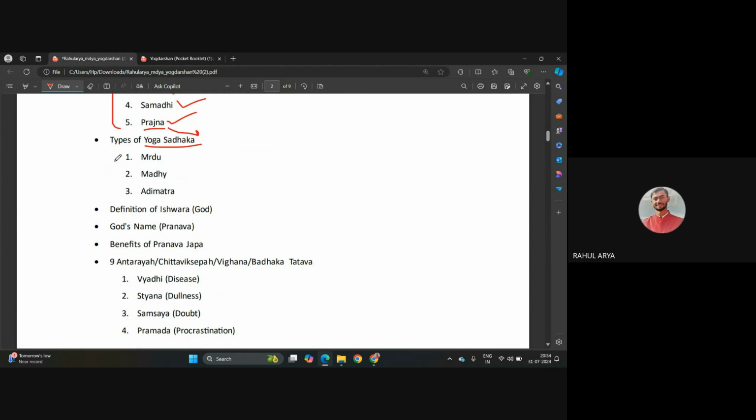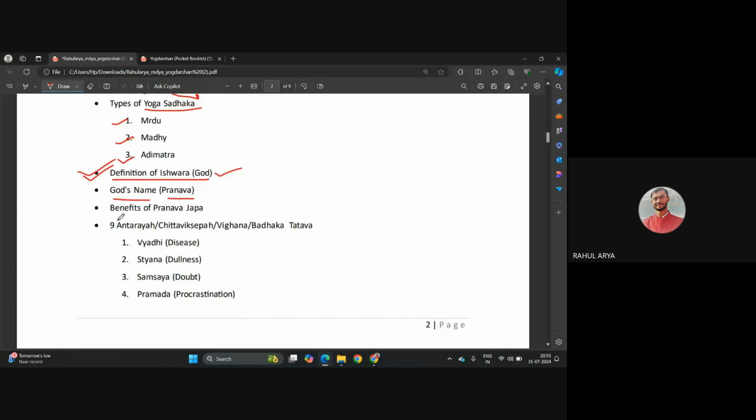Types of yoga sadhak: mridu sadhak, madhya sadhak, adhimatra sadhak. The definition, one of the best definitions of God, is mentioned in the Yoga Darshan. What is the name of God? That is the Pranav. What is the benefit of chanting the Pranav? That is also here.